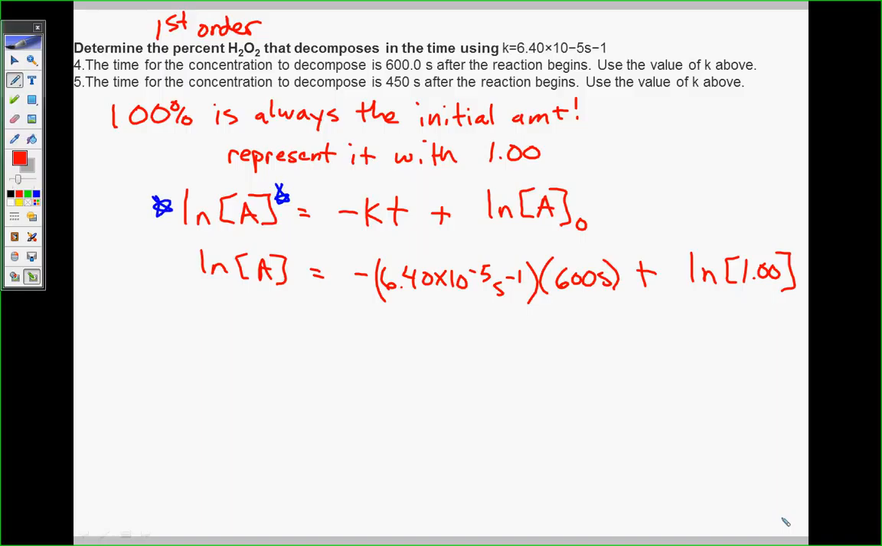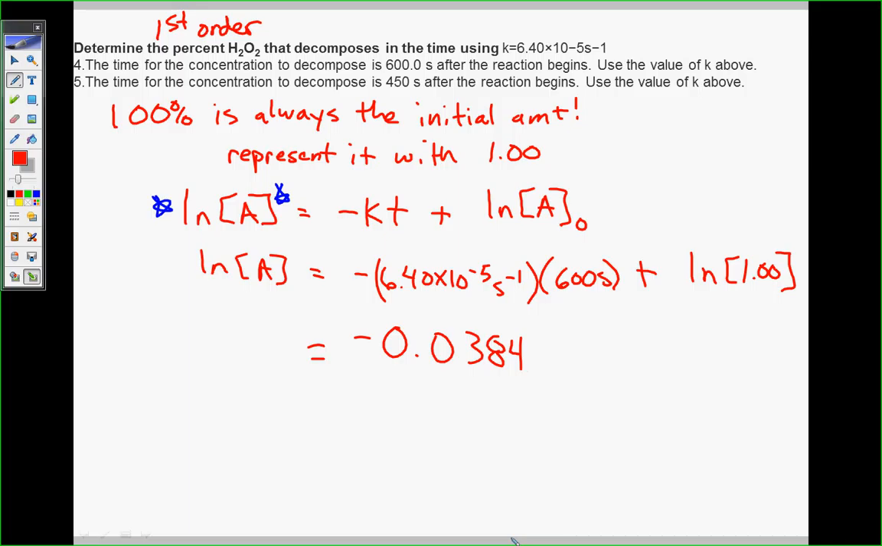Well, what's the answer? What do you have on the right? What's this? What's that equal? Maybe you use your calculator now. Where's your calculator, Teresa? Good. What's the whole right side equal? Negative 0.0384.